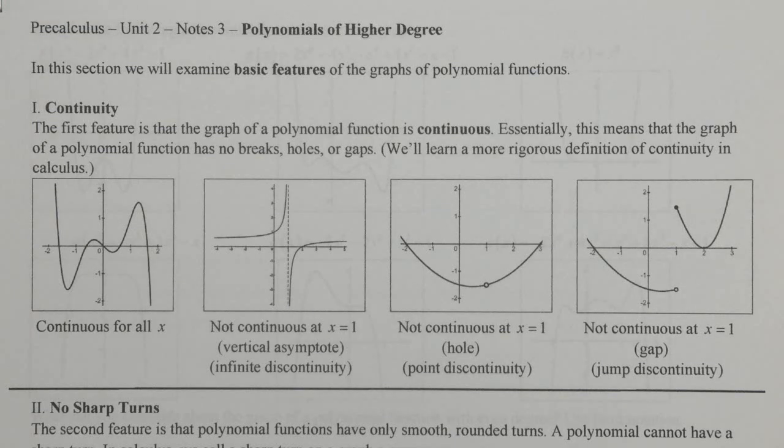Today we are examining polynomials of higher degrees, higher than 2. So cubics, quartics, quintics, 6th degree, 7th degree, higher degrees than 2. We're observing that polynomials have some basic features, several basic features that I need you to be aware of. The first of which is continuity.